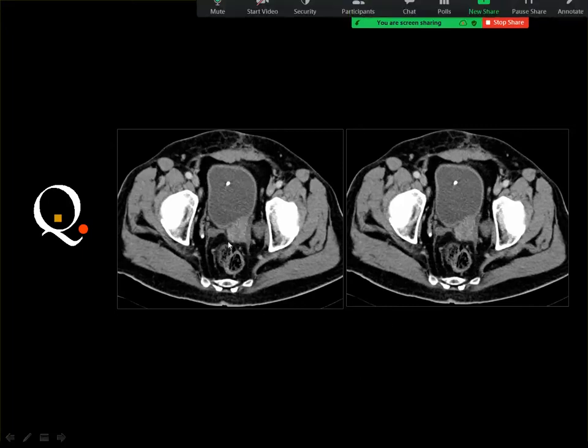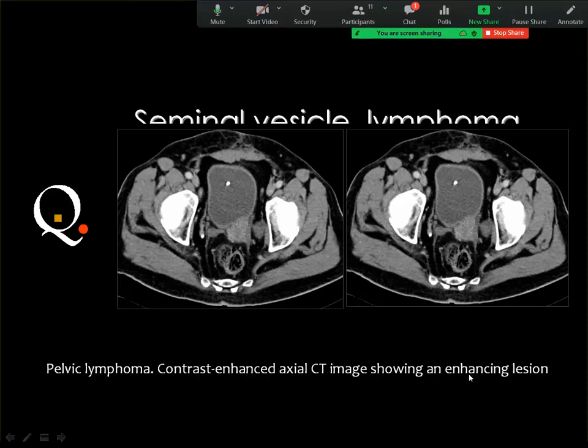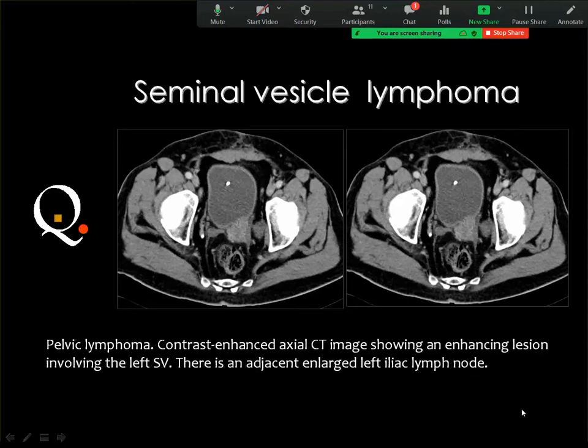And this mass is not an inflammatory lesion because of the pattern of enhancement and the clearance of the surrounding fat. Then you have to think of a neoplastic disease, including carcinoma, lymphoma, and metastasis as usual. And this was the seminal vesicle lymphoma as proved by biopsy. And you may also appreciate this slightly enlarged internal iliac lymph node as well.